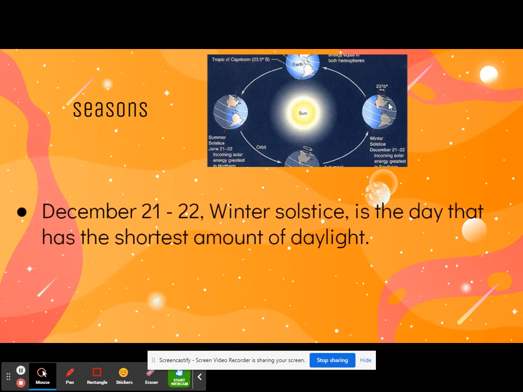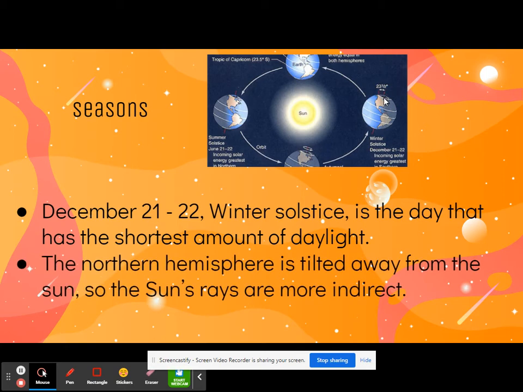So on the opposite side of that, in the winter, we are tilted away from the sun. The Tropic of Cancer is at 30 degrees north, the equator is at 0 degrees, and the Tropic of Capricorn is at 30 degrees south. The Tropic of Capricorn is getting all of the direct sunlight. We are tilted away from the sun, so we get less direct sunlight. So this is our winter. December 21st or 22nd is the winter solstice. This is the day that has the shortest amount of daylight and the longest amount of darkness.